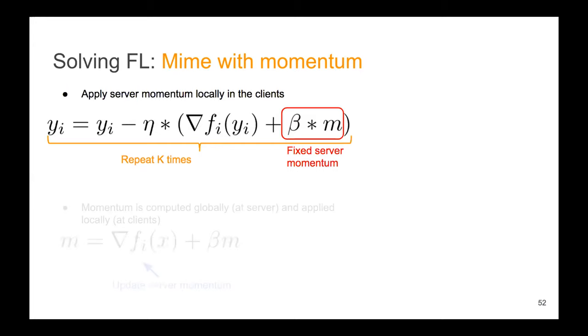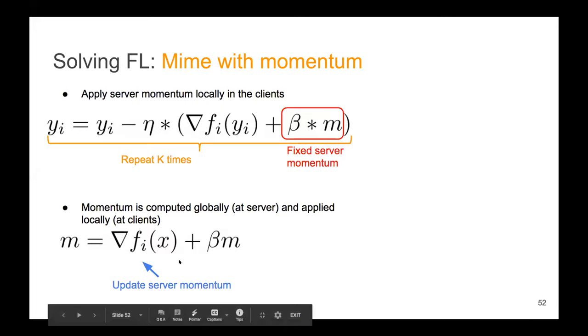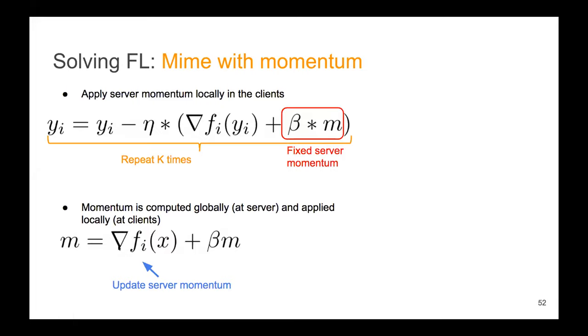And the other difference that we make is that the momentum itself is updated using the gradient of the selected client on the server parameters. And the server variables X are simply taken to be the average of all the client variables.